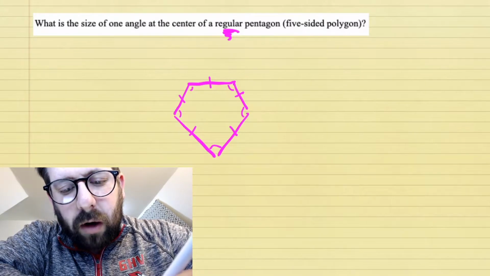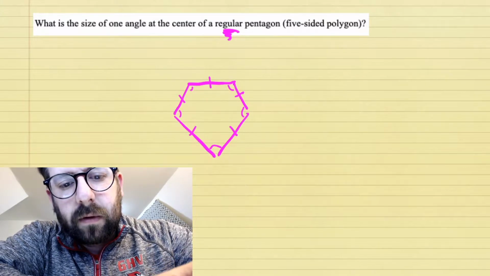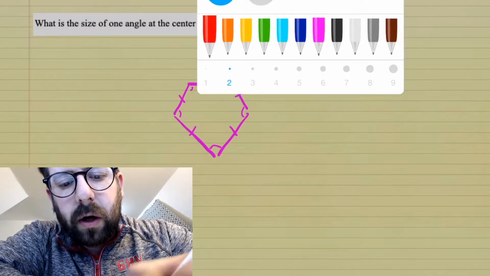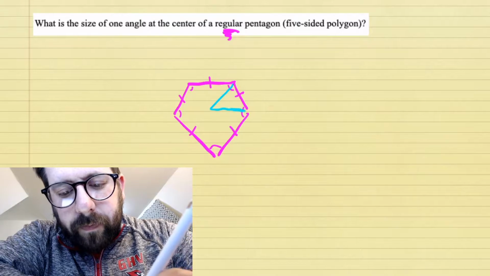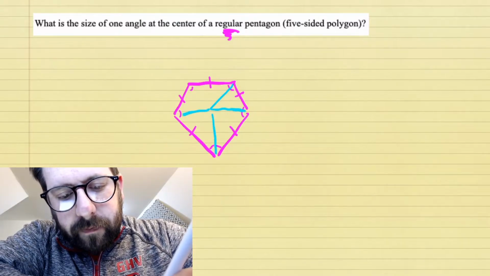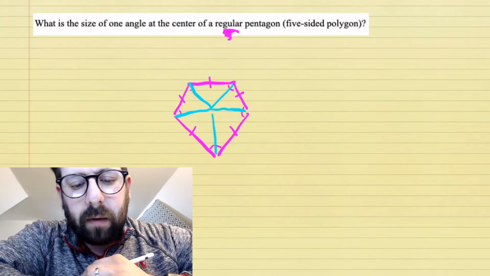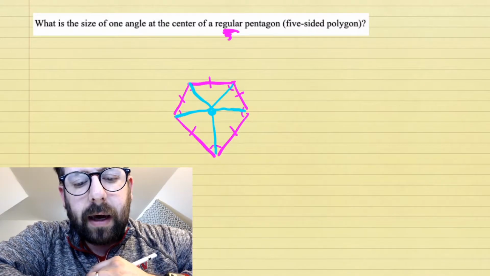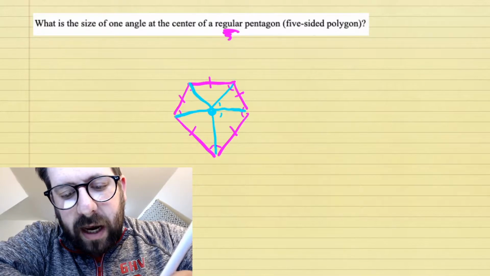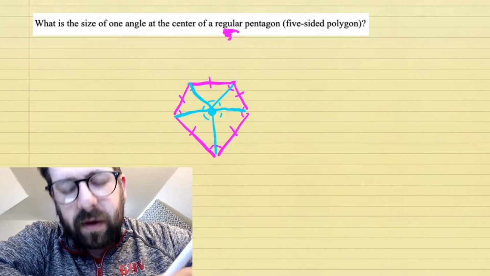So if you were to draw, I'll use a different color here. Let's go with a light blue. If I were to draw things like this, and make it at the center. So let's say this was the perfect center of that object. We could find each angle. These angles would have to be the same if it was regular.